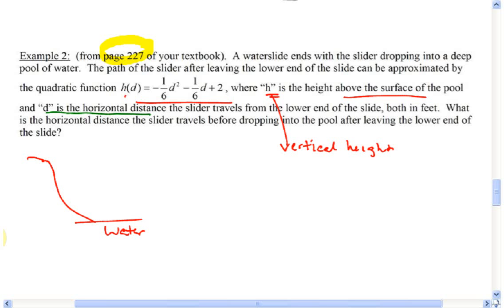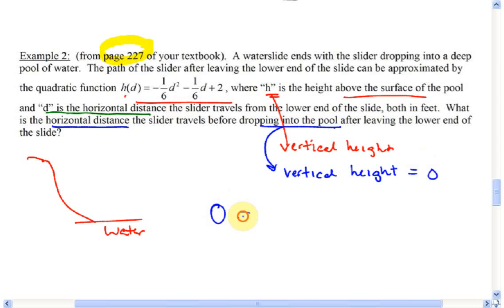The question I have for you is this. What is the horizontal distance the slider travels before dropping into the pool? If he drops into the pool, what is his vertical height? 0, right. The pool has a vertical height of 0. It's on the ground. Okay? So the idea here is I want you to take the equation and make h equal to 0. Now, let's write this down, please.